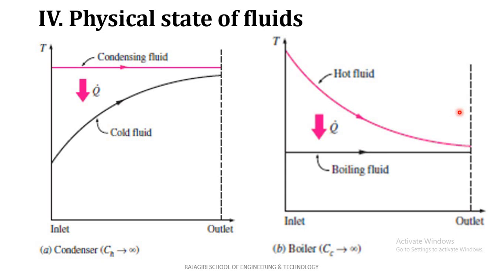So this is another type of classification, and the final classification is according to the physical state of fluids. According to the physical state of fluid, it can be condensers and evaporators or boilers. In both of these types of heat exchangers, one fluid has phase change and the other fluid does not have phase change. In condensers, the hot fluid has a phase change process.